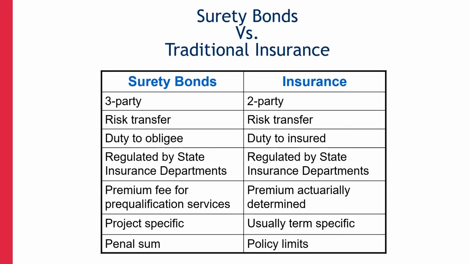So here, we'll get into a little bit more detail about the actual types of bonds and the process, but I wanted to take a moment to compare what you are probably more familiar with, which is an insurance contract, versus a surety bond. And like I said, the biggest difference is it's a three-party instrument. You've got yourself, the surety company, and your beneficiary, the obligee. Insurance is just you and the insurance company.